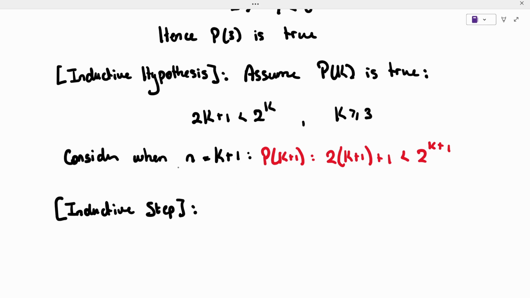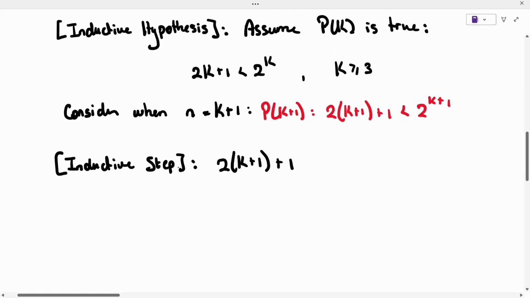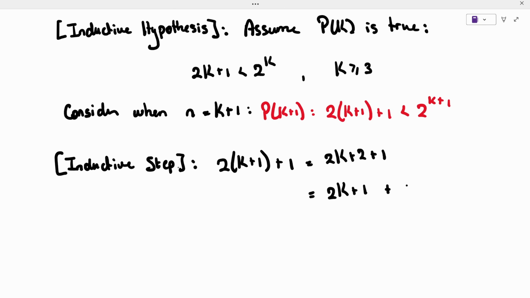So let's start with the left-hand side, right? So let's start with 2(k+1) + 1. When P(k) is true, can we show this is in fact less than 2^(k+1)? Well, let's see, right? So let's expand it first. We expand the bracket, we get 2k + 2 + 1. And what I'm actually going to do is use the commutative law on addition to write this as 2k + 1 + 2.